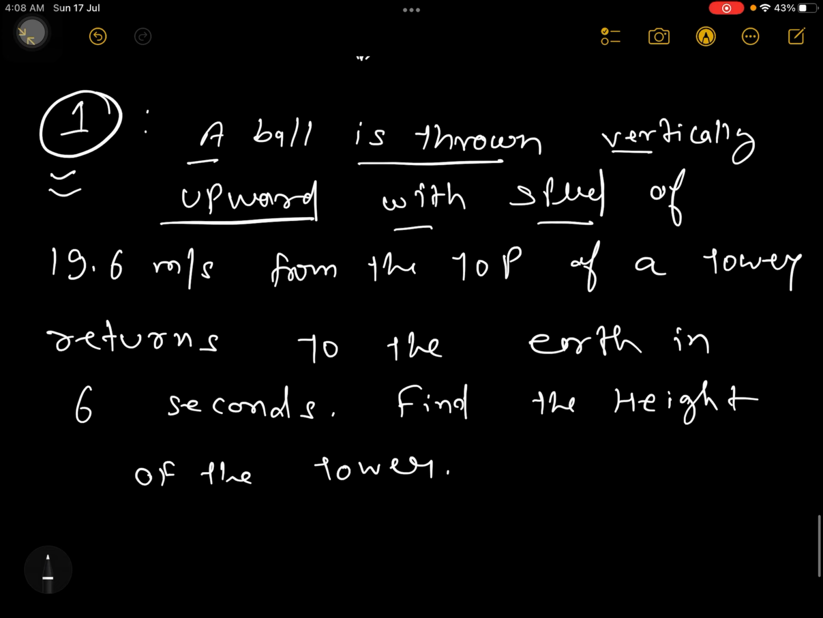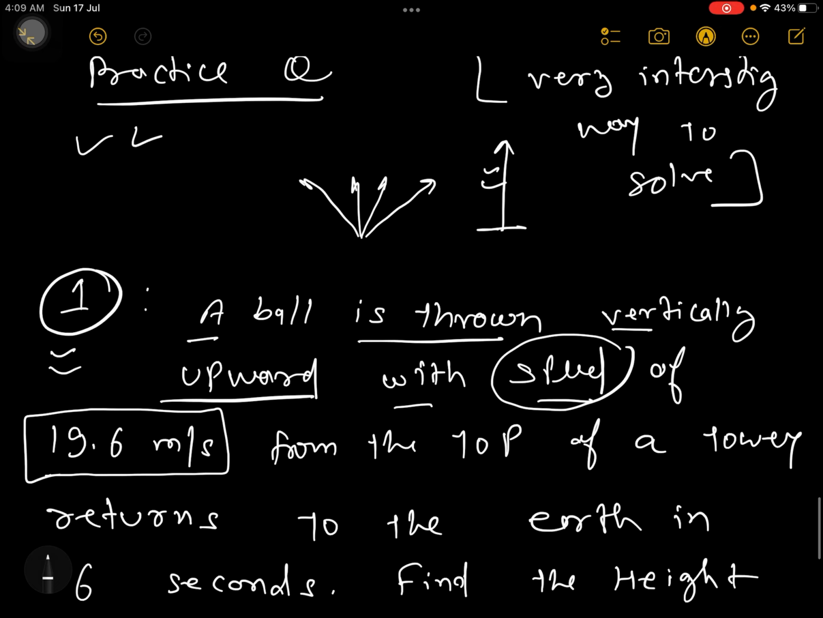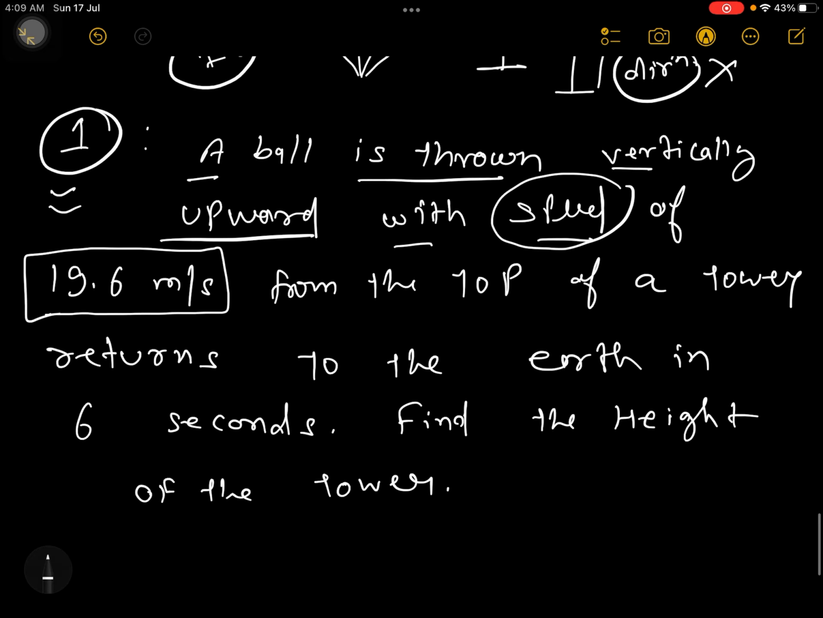With a speed of 19.6 meter per second. Focus on every single data: they have given speed, they have not given velocity. Okay, no problem, because they have told us vertically upward, it means direction is not being changed. It means it is straight line motion, it means it is 1D motion. That's why, if the question suddenly comes in front of you, this is how you will judge the type of question. So this is a 1D problem. Speed of 19.6 meter per second. You should also check the unit here, whether it is SI or not. Yes, this is SI unit.